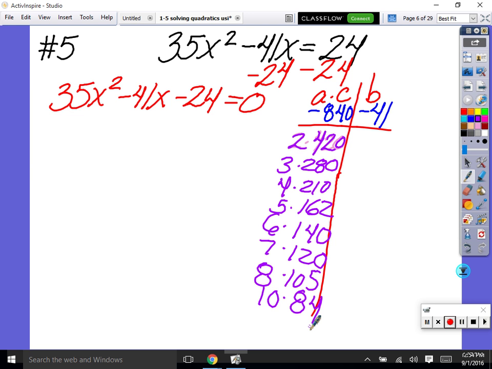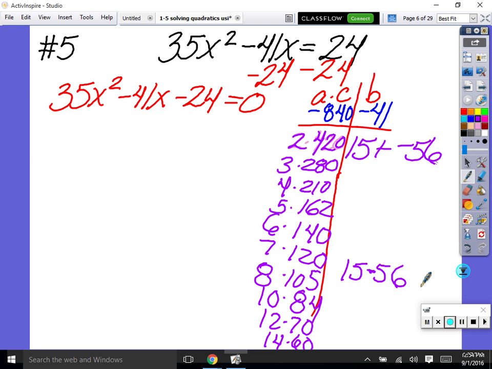11 doesn't go into it evenly, so then we have 12 times 70. Do you see how I'm not giving up? You just got to keep going. 14 times 60, and 15 times 56. Isn't that the magic one? Yep. Adds up to be negative 41, but it would be negative 56, correct? 15 plus negative 56. Those are our factors.